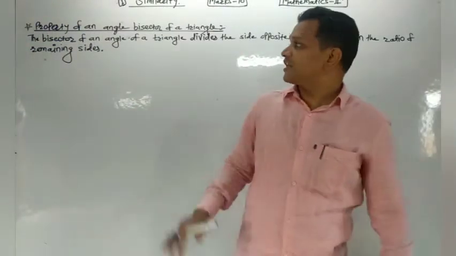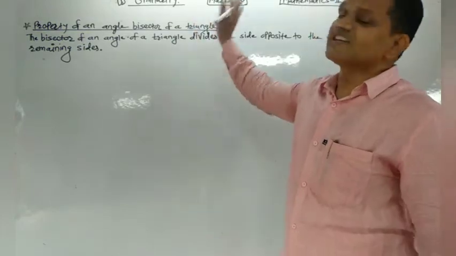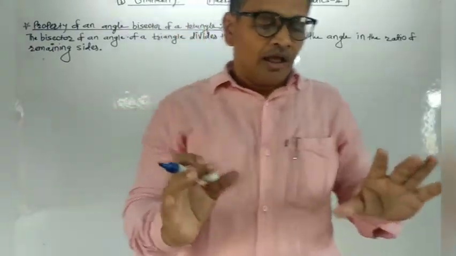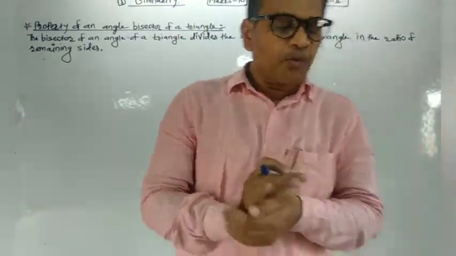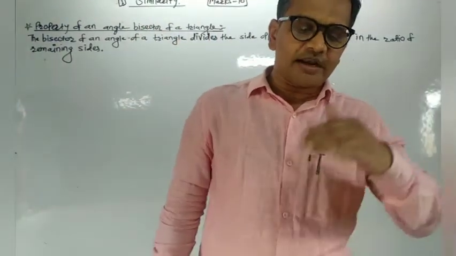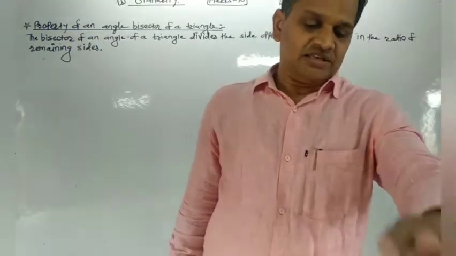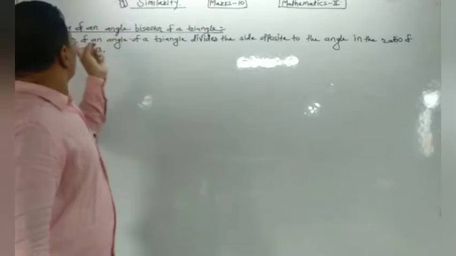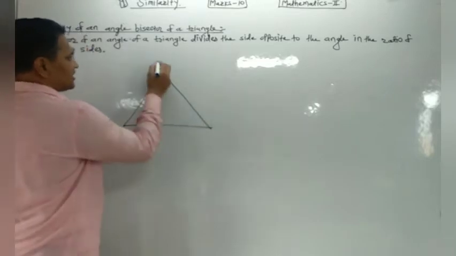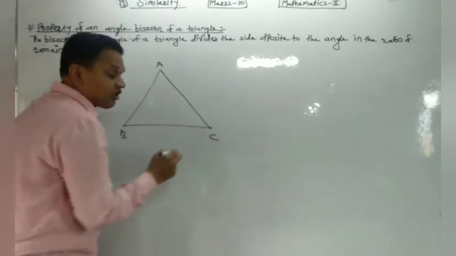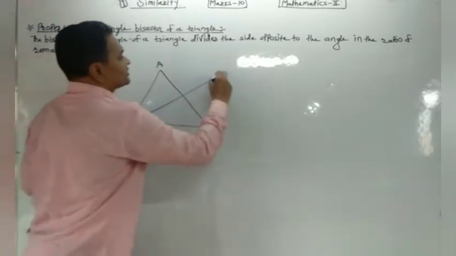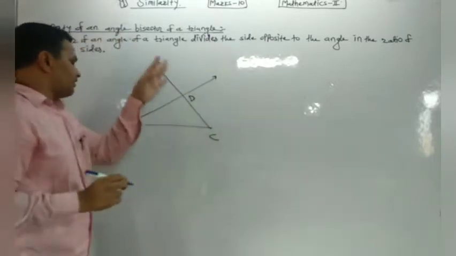Friends, let us study the property of an angle bisector of a triangle. What is the property of angle bisector of a triangle? The bisector of an angle of a triangle divides the side opposite to the angle in the ratio of the remaining sides. Take any triangle like this, ABC is the triangle. Let us draw the bisector of angle B. We get BD, the bisector of angle ABC.